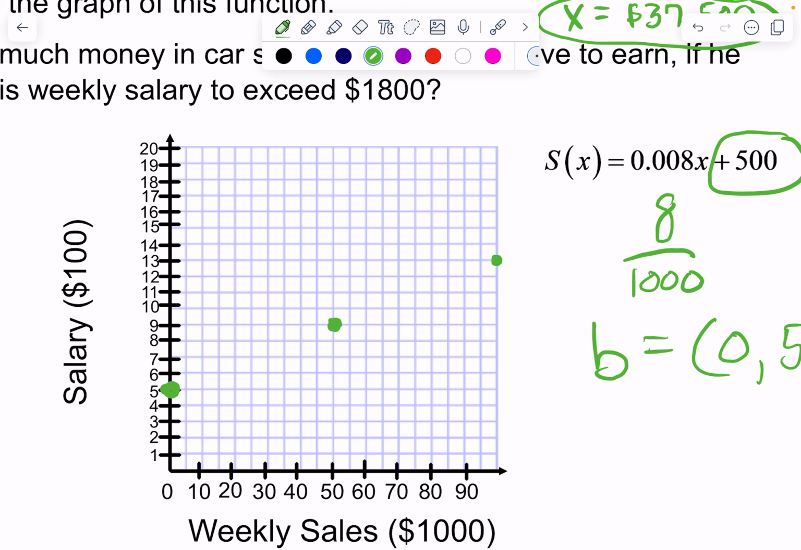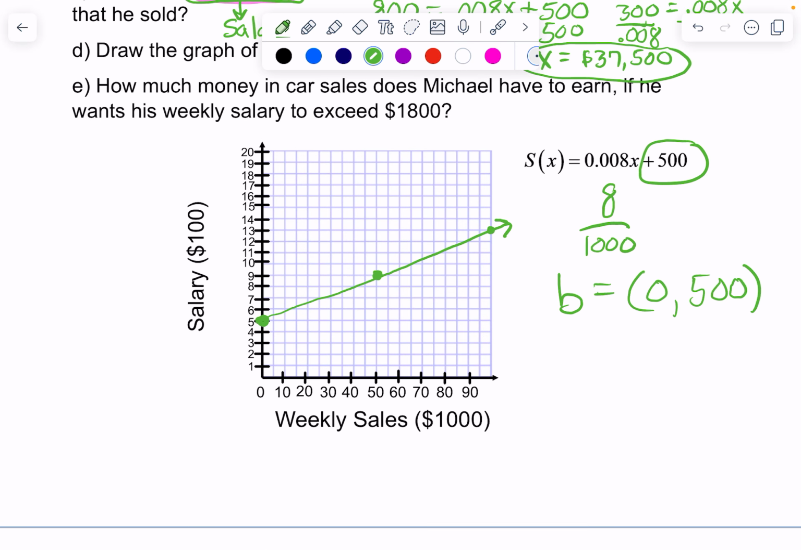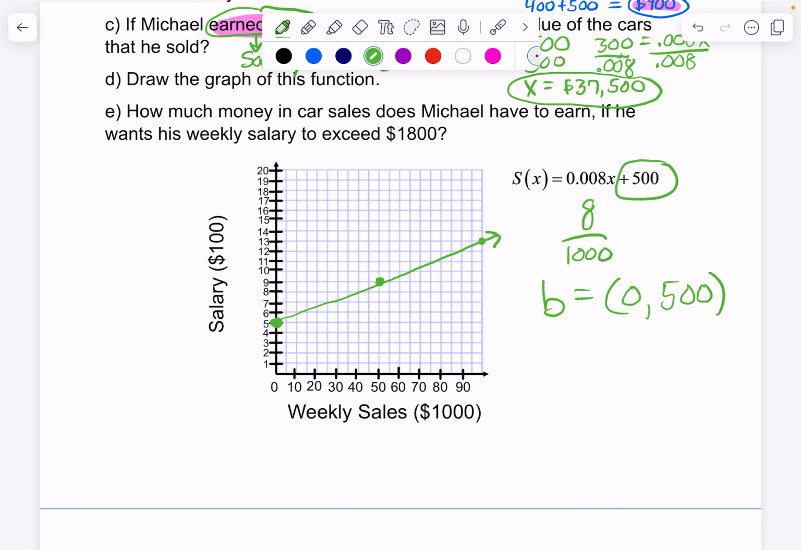And there you have it. We have our graph. Pretty cool, right? Now, how much money in car sales does Michael have to earn if he wants his weekly salary to exceed, that means to be greater than $1,800?